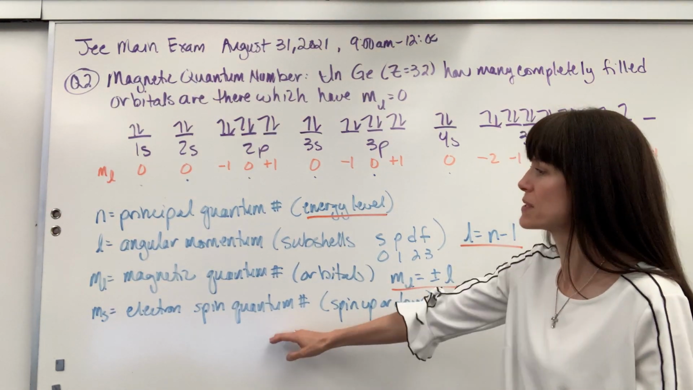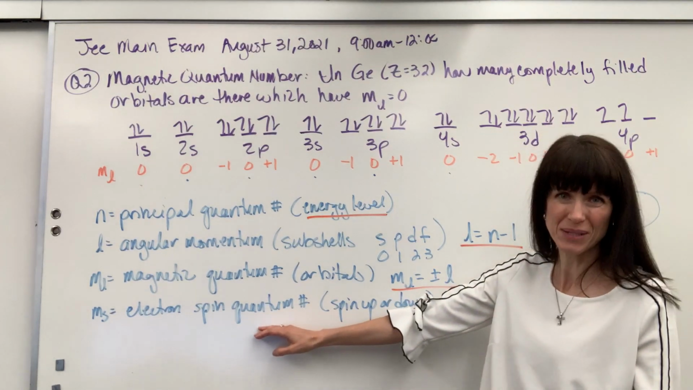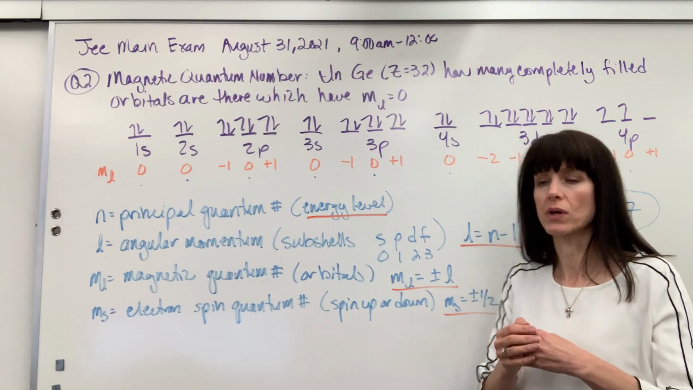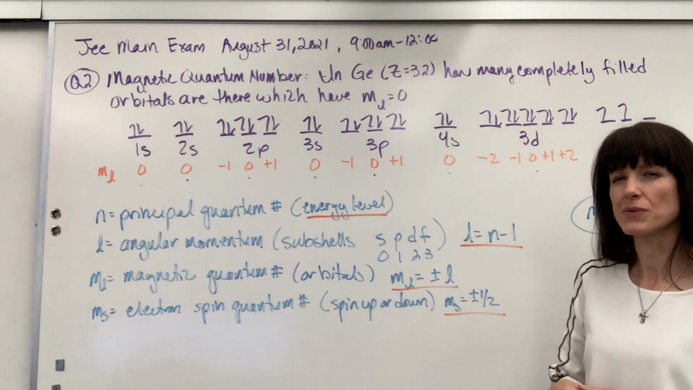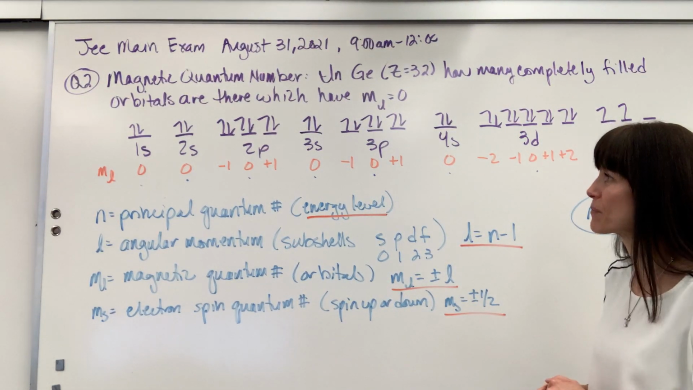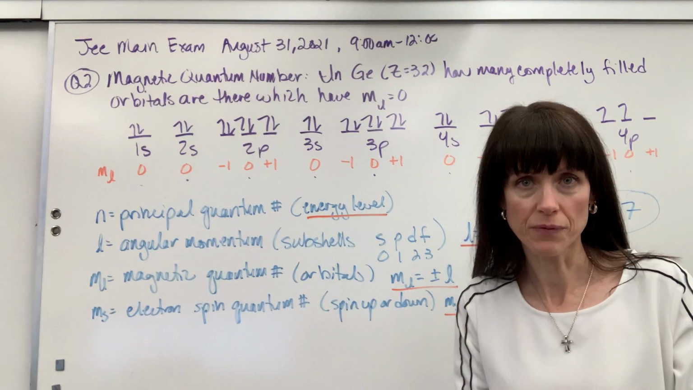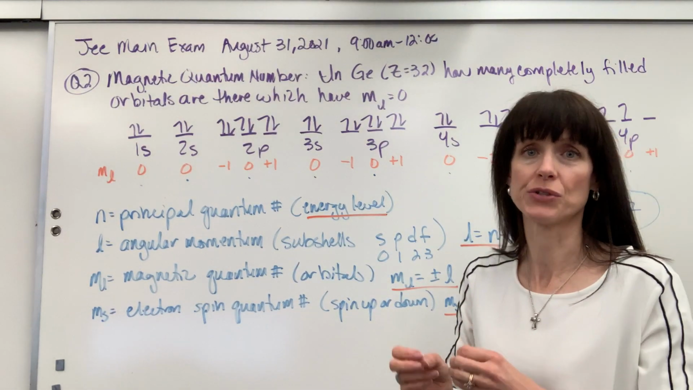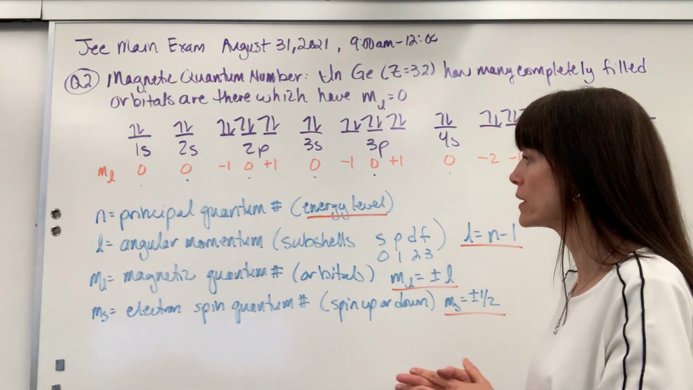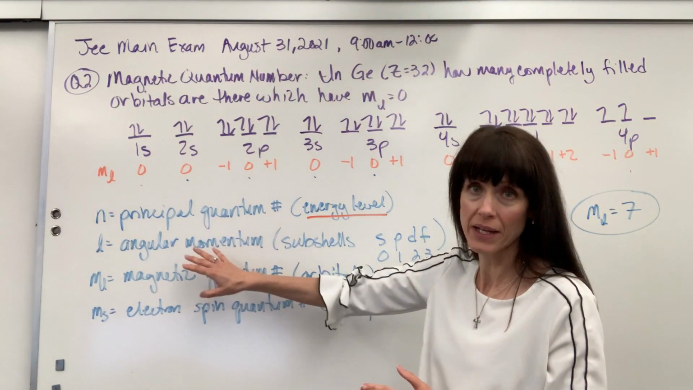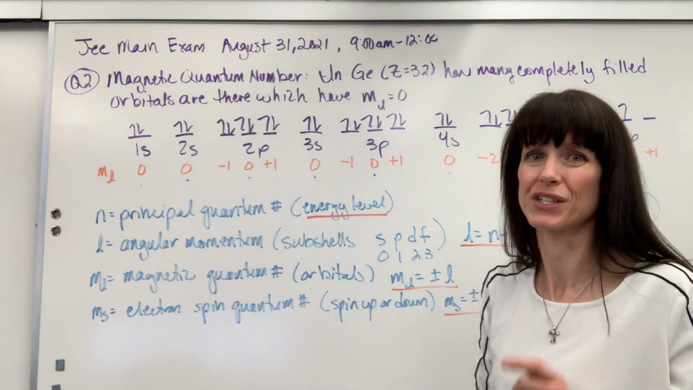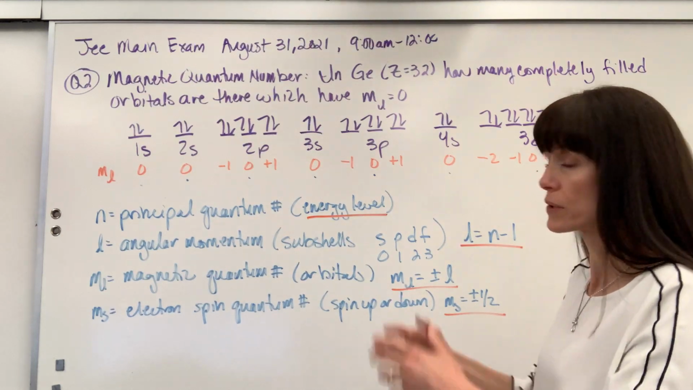And then m sub s is just our electron spin quantum number, and that's if the electron is going to spin up or down inside the orbital, and we write that as a plus or a minus 1/2. Nice. So let's write the electron configuration for our germanium, and then notice I attached it to orbital notation. Now I'm going to attach videos for quantum mechanics, a video for electron configuration and orbital notation if you need review on that. So here's our germanium.